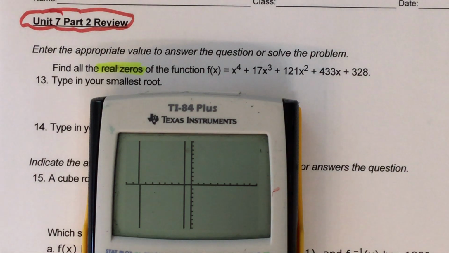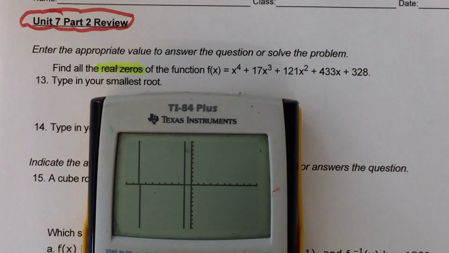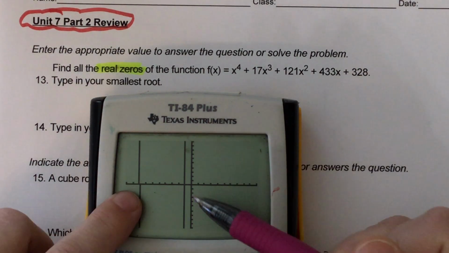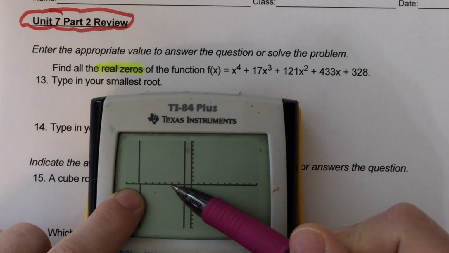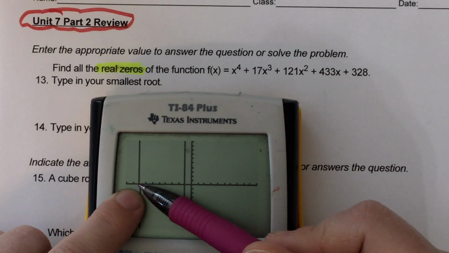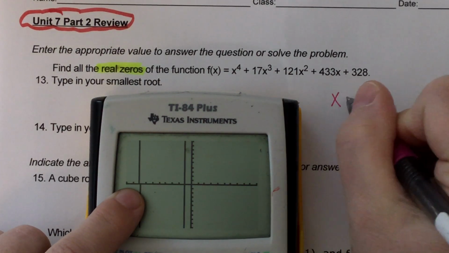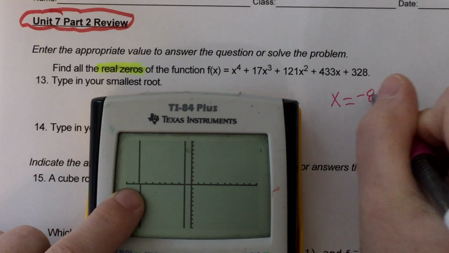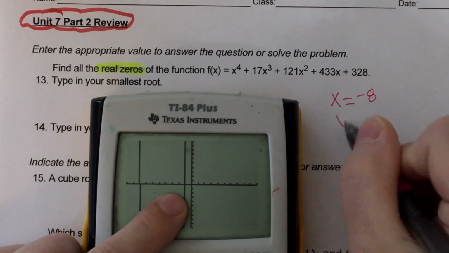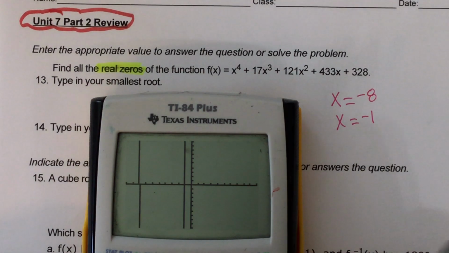Okay, so we're not seeing a lot of the graph. This one looks like 1, 2, 3, 4, 5, 6, 7, 8. That one looks like -8. I'm going to verify in the calculator in a second. And this one looks like -1. And I'm going to verify in the calculator.